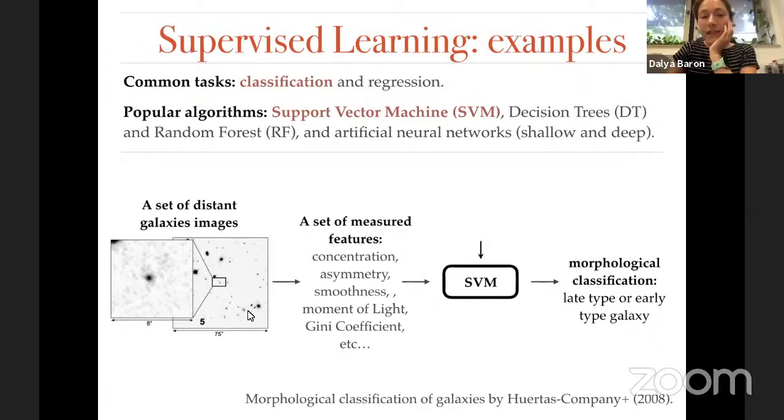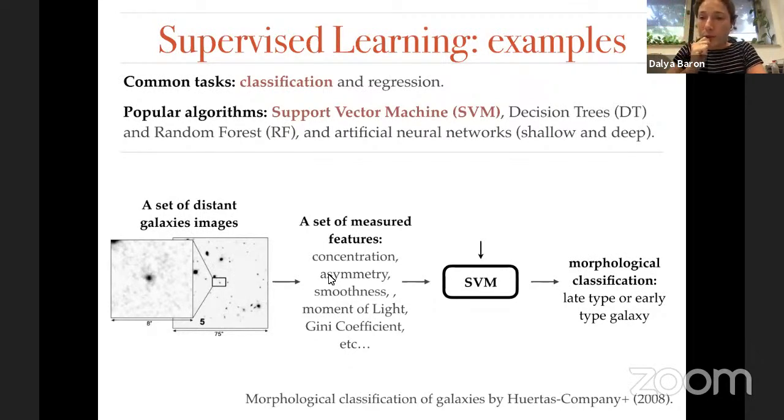In this particular example, this is a morphological classification of galaxies, where we have a set of distant galaxy images. From these images, we extract various properties of these galaxies. Then we take a supervised machine learning algorithm called an SVM, support vector machine, and we train it to predict the morphological class. And I remind you again that I need to have a sample of objects for which I already know the morphological class.